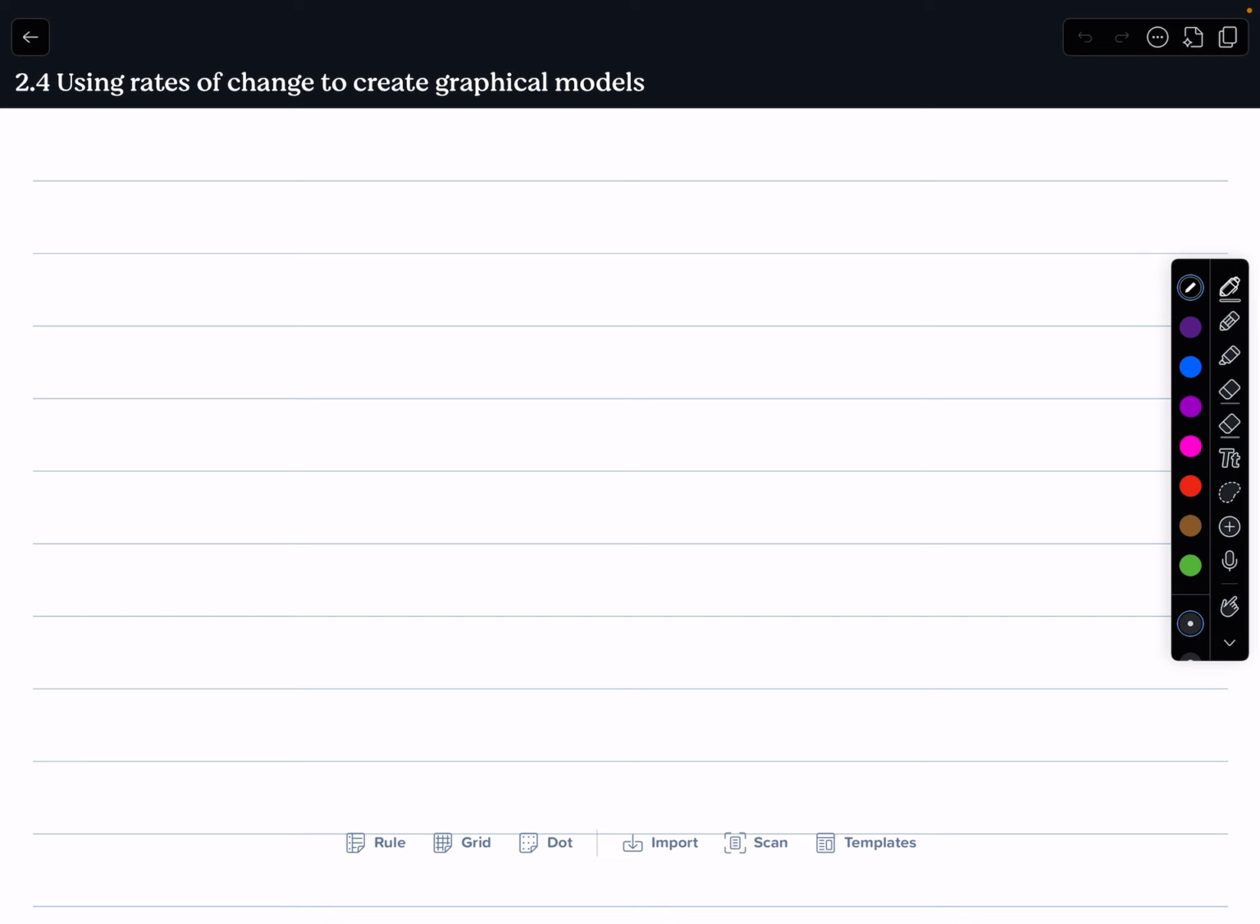So, using rate of change to create graphical models. There are some key concepts in this lesson that we want to go over, and some of these tie into physics. And if any of you guys have taken grade 11 physics, this may be a unit that is very transferable in terms of skill set. So a couple things we need to know is we need to understand displacement time graphs, okay? Displacement time graphs.